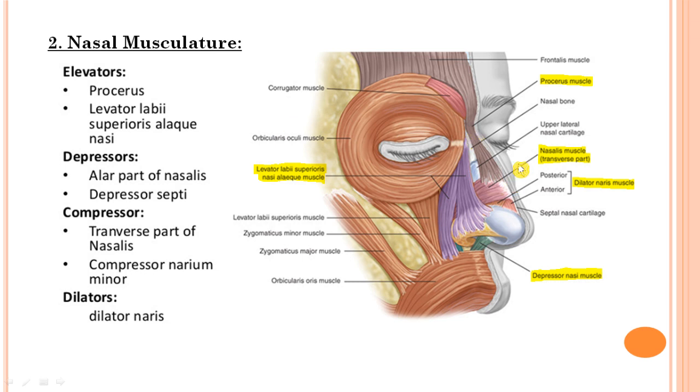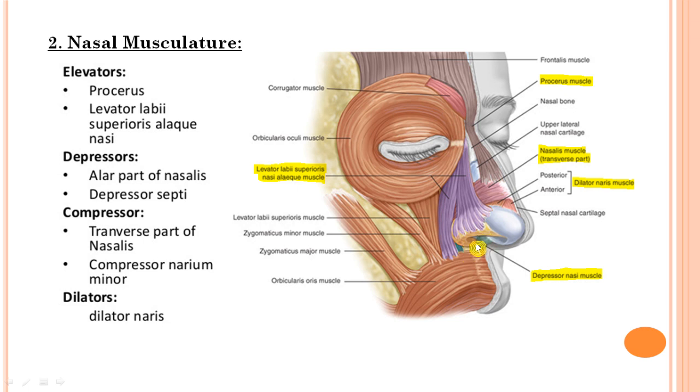There are some elevators of the nose, such as the procerus muscle over here that you can see. This is your procerus muscle, and there is the levator labii superioris alaeque nasi muscle. So these two are the elevators of the nose. Then there are some depressors. That is the alar part of the nasalis. So here is your nasalis muscle. This is its transverse part. Its alar part is lying here. So that is a depressor, and there is the depressor septi nasi.